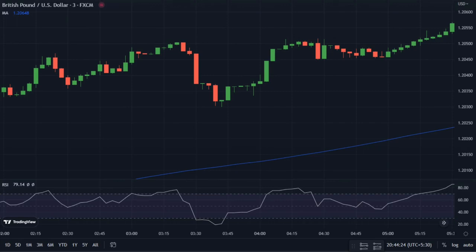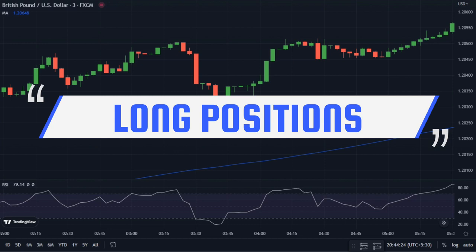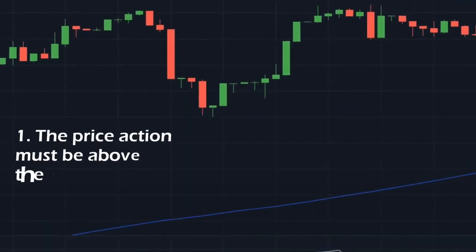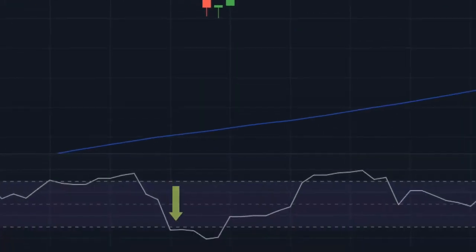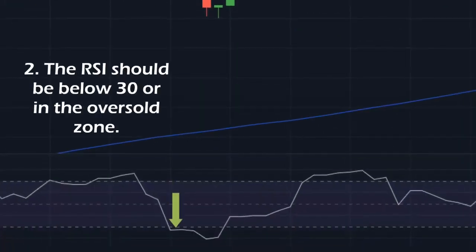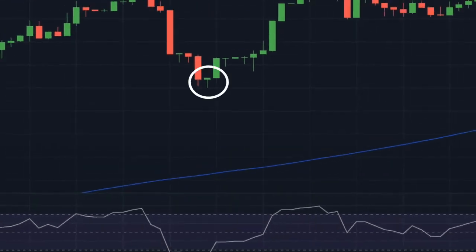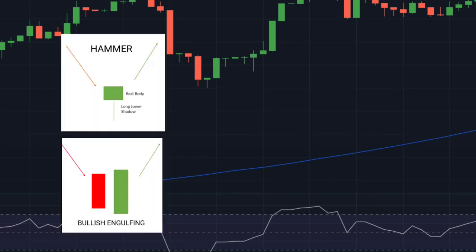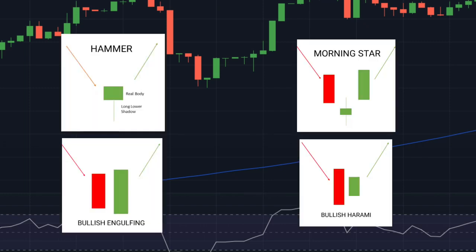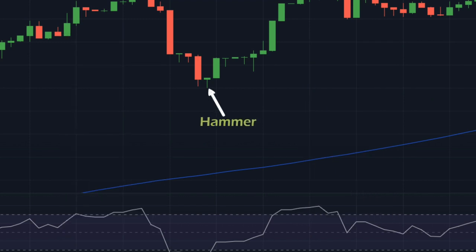Now that we've covered the premise of our strategy, let's move on to the entry and exit rules. Let's start with the rules for entering long positions. First, the price action must be above the 200 period moving average. Second, look at the RSI indicator to see if the RSI line is below 30, or oversold condition. Then, look at the closing candlestick to identify if it's a good bullish reversal candlestick, like a hammer, bullish engulfing, morning star, or bullish harami formation. Once you see a suitable bullish reversal candlestick pattern, you can take a long position.